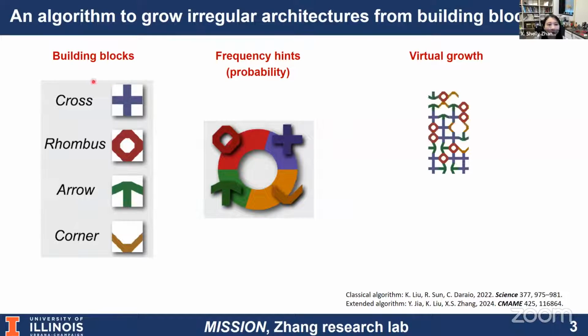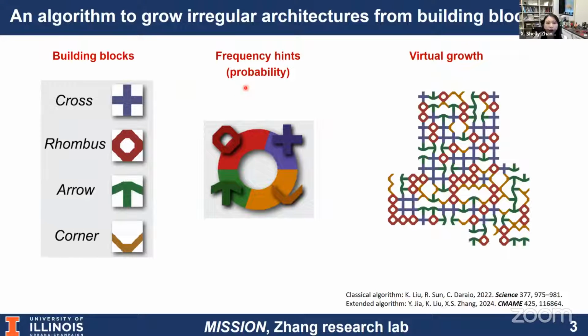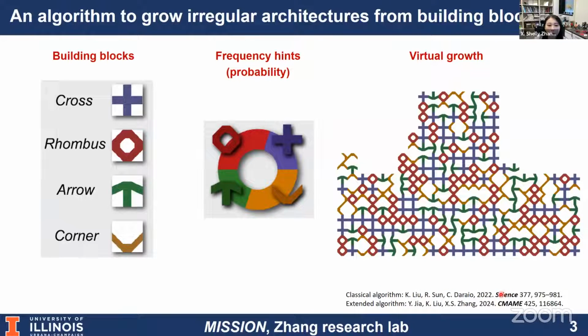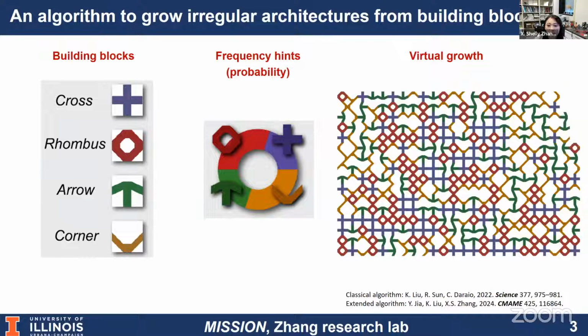Using these two pieces of information, building blocks and frequency hints, there's a recent algorithm proposed by the Science paper at the bottom that can virtually grow architecture based on these two rules that we just defined. It's called the virtual growth algorithm. The entire process is like the growing of a plant. So a natural question to ask is, how do we optimize a structure made of this irregular material that can virtually grow? That's what I'm going to present today.